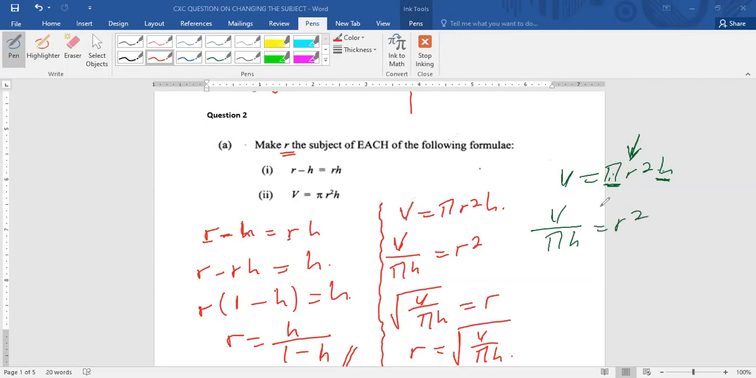Now, you don't want to find R squared, you want to find R. So that means you have to get rid of the square. Opposite of square is what? Square root. So you're going to get square root V over pi H is equal to R. Then you say to the left, R is equal to square root of V over pi H.